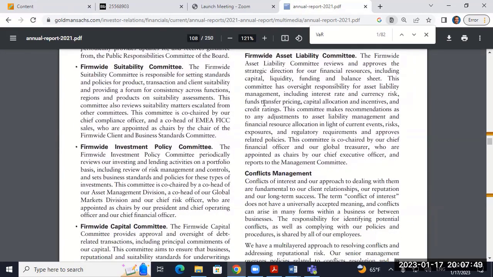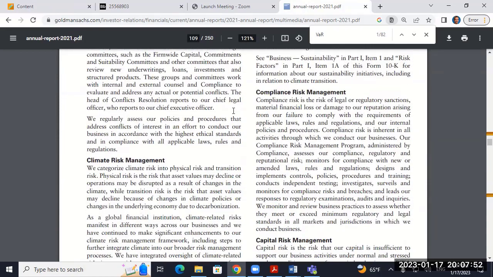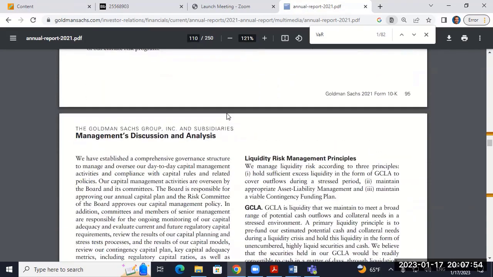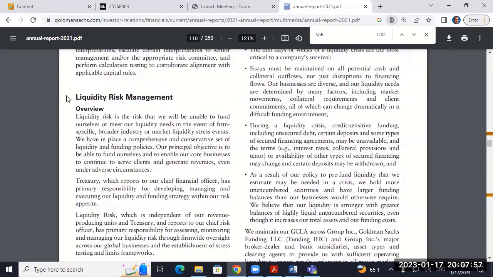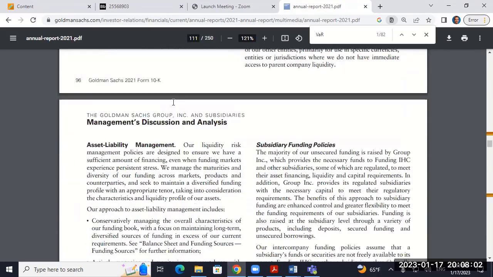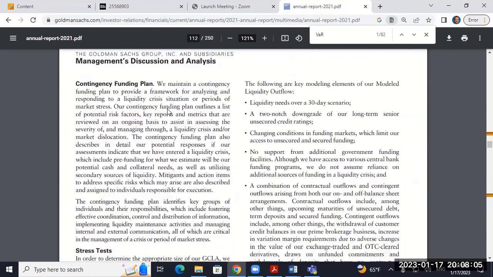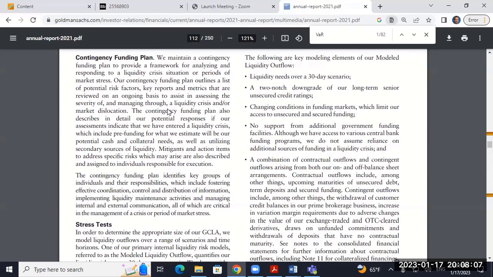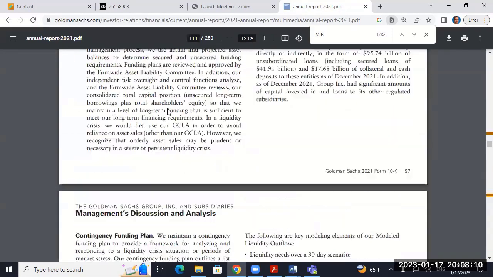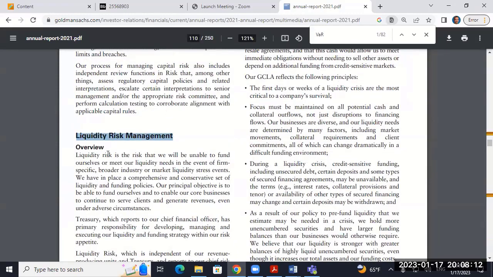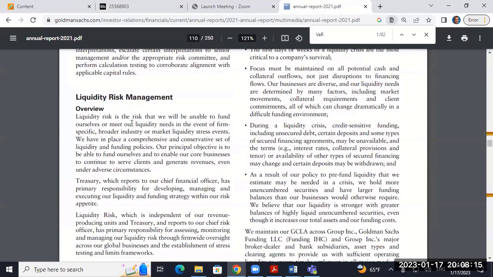All right. So this is a big part of it, understanding their committee structure. And you do need to read through the liquidity side because liquidity is a part of that price risk. And remember, as you're reading this, you're thinking, is it measurement or is it mitigation? How did it define it? Can y'all see how they define liquidity risk? That we will be unable to fund ourselves or meet our liquidity needs in the event of a firm-specific, broader industry and market liquidity stress event. So they define liquidity risk as we can't get cash when we need it.